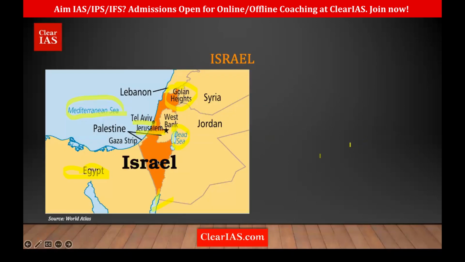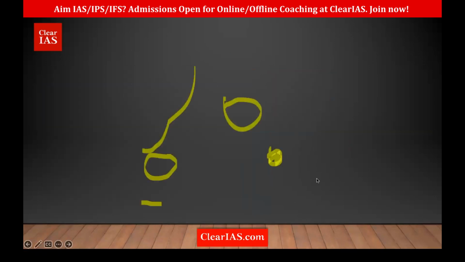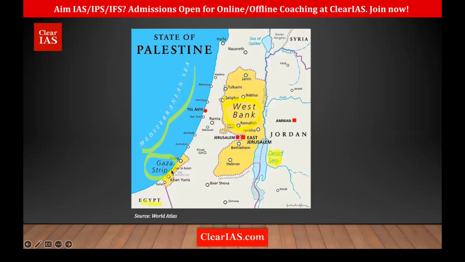Then we have Israel. If you're talking about Israel, what should you remember? Everybody is jealous of Israel, right? So who are the bordering countries? We have J, Jordan, E, Egypt, L, Lebanon, and S, Syria. Jealous. Then we have the Golan Heights here. On one side we have the Mediterranean Sea. Apart from that, there is the Dead Sea here, and the Red Sea. Israel is also touching the Red Sea through the Gulf of Aqaba.